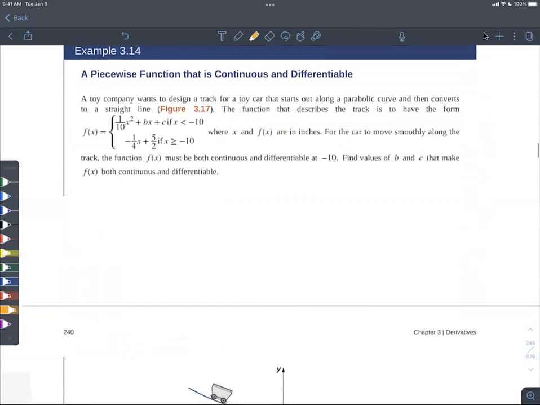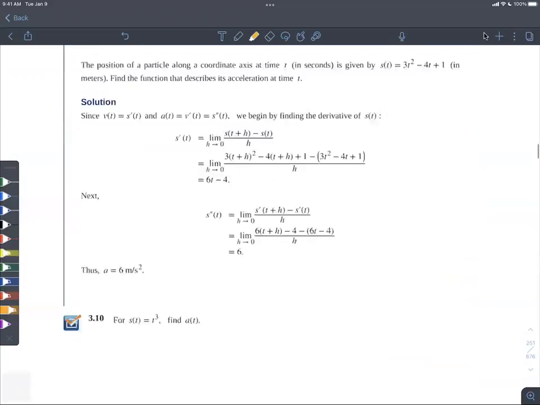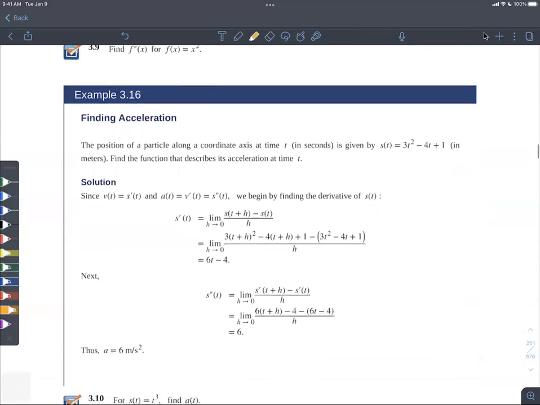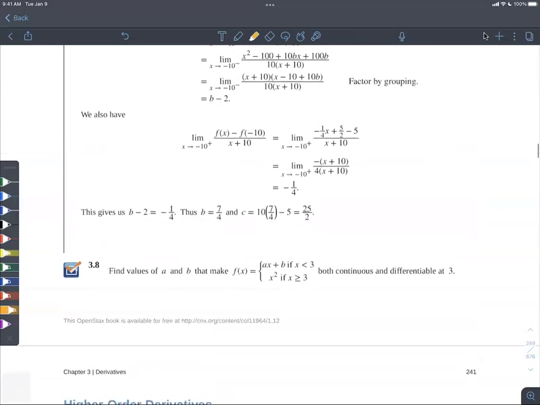And so finally, we have two examples left before we finish the section. So let's go ahead and finish.